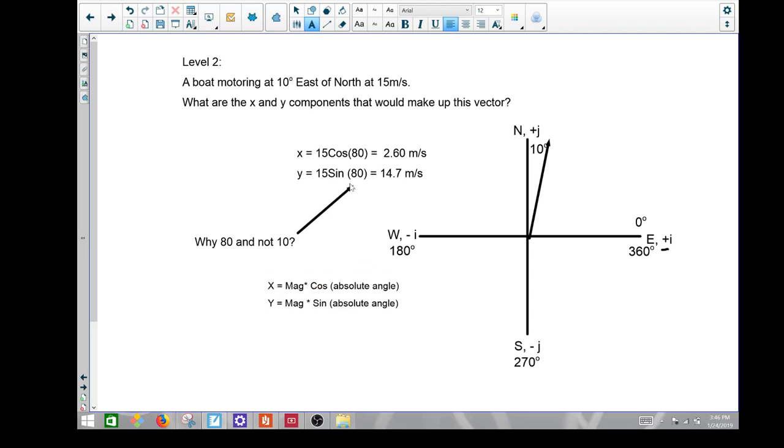Well, you'll notice in my math, I have 80 here. So the question here, I said, why 80, not 10? You could do 10, and in this situation, you would need to be a little more careful with your SOHCAHTOA. My answers here are correct.